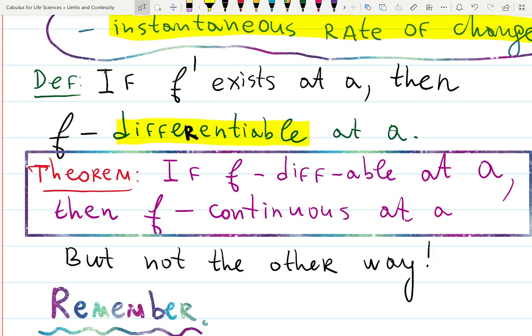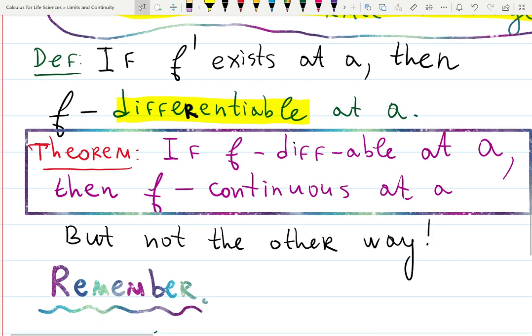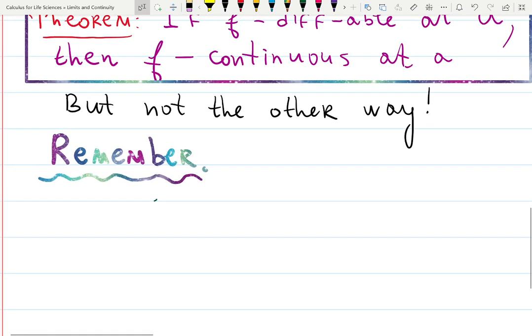So continuous function, you remember you put a pencil, you don't lift it, or there was a definition saying if the limit exists and f of a is the same, then the function is continuous. So there's a shortcut for this. If a function is differentiable, then at that point, function is continuous. So if derivative exists, function is continuous, but not the other way around, unfortunately. Because you should remember, derivative does not exist.